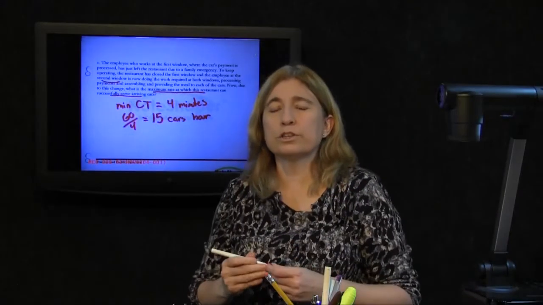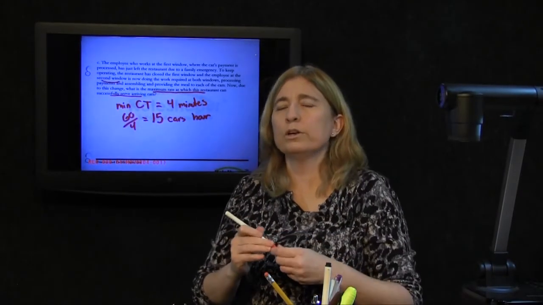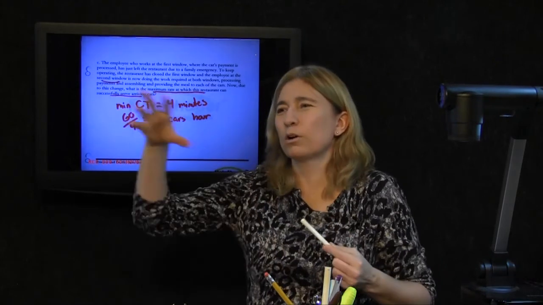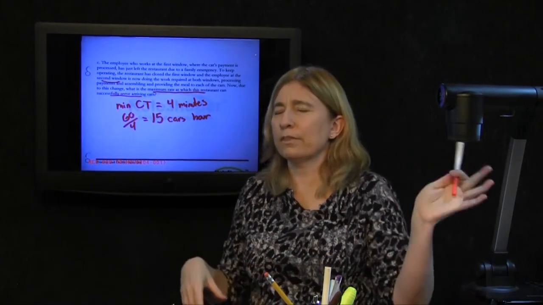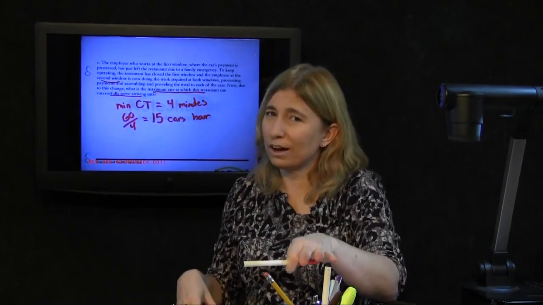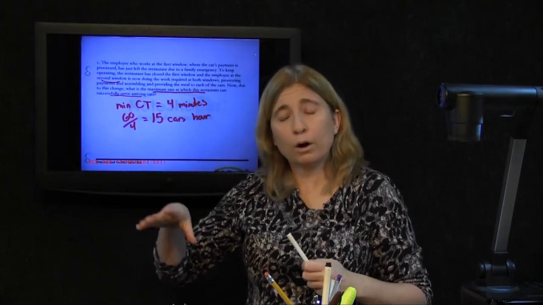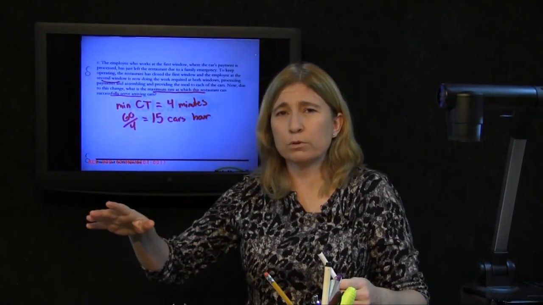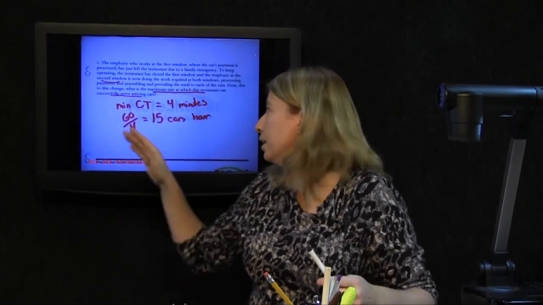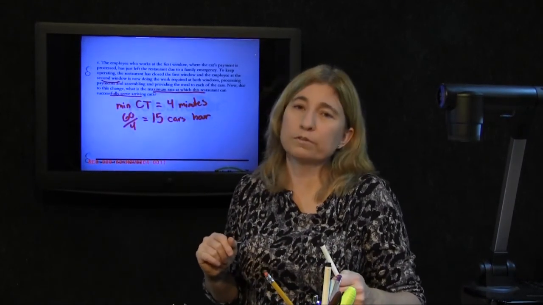So, due to this change where they shut down the 1 window, and notice that they added that work to the second window. Too bad they couldn't add that work to the menu board, but that's not what they did. Since they added that work to the second window, where once the drive-thru could serve, what was that, 20 cars an hour? Now it can only serve at maximum 15 cars an hour.